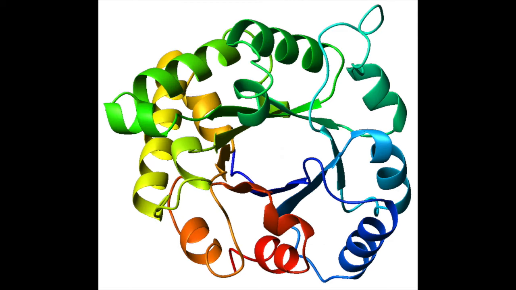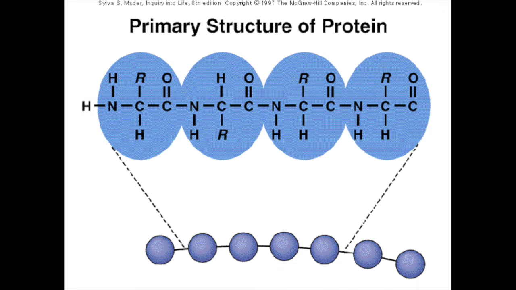The next macromolecule we're going to talk about are proteins. Now, proteins are made up of what we call amino acids. These amino acids link together and they form what we call peptide bonds. A peptide bond is a special type of bond, and when we put a bunch of these amino acids together using these peptide bonds, we make what we call a polypeptide, and that's another word for a protein.